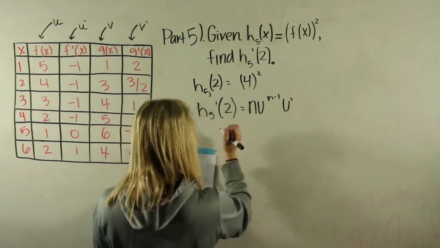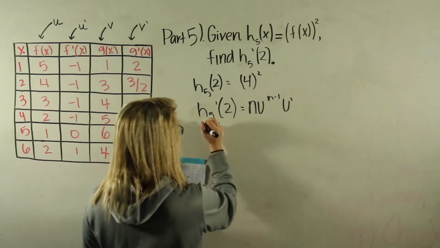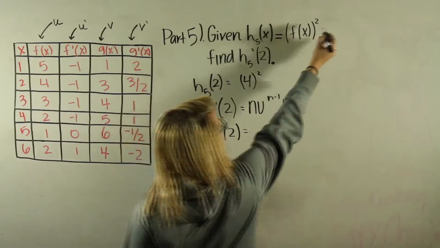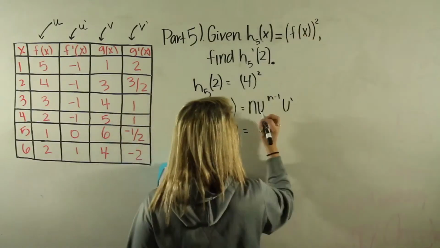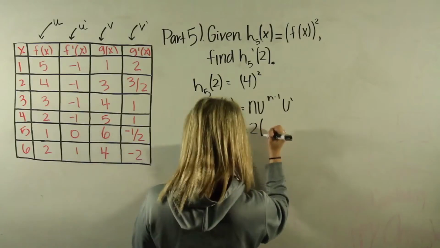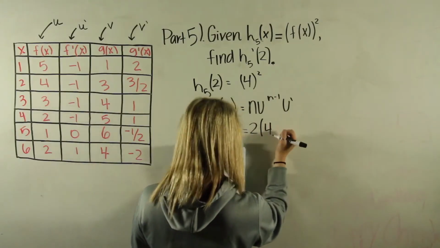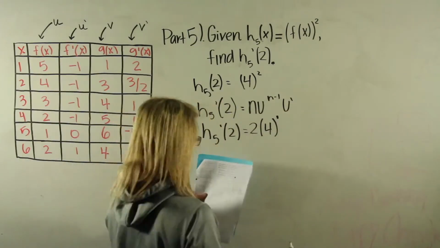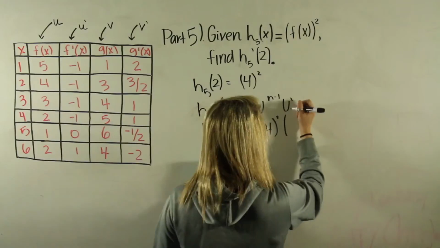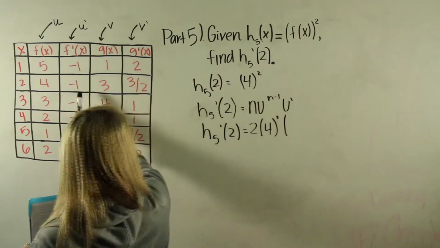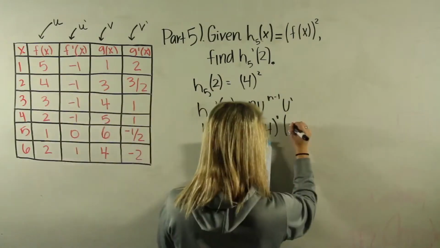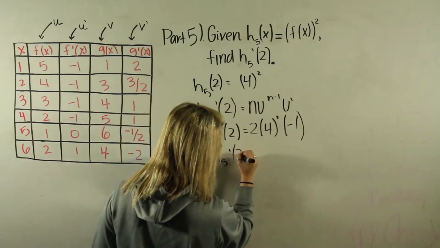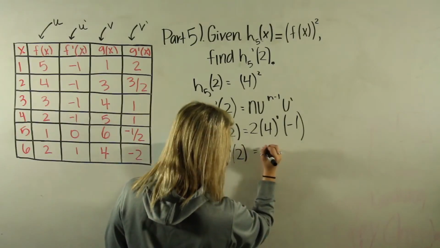So we're just going to go ahead and plug in what we know. So h5 prime of 2. We're going to take our exponent, and drop it down in the front. And then that's going to be 4. And then that's just going to be to the 1st power. We don't have to write that if we don't want to, but I'm writing it just so we know. And then u prime is negative 1. And then now it's just simple math. h5 prime of 2, our answer is going to be negative 8.